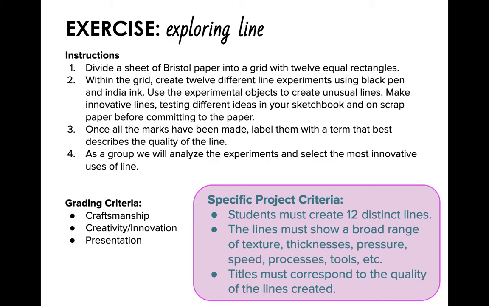Because it's important to understand how to create a variety of different lines, we will explore how to make a wide range of marks using ink. First, you will divide your paper into 12 equal rectangles. Next, you'll select one of the random tools in the plastic bucket. Dipping the tool into a small cup of diluted ink, make a mark. Then repeat this process until you've made 12 unique lines that capture a variety of textures, thicknesses, pressure, speed, processes, and tools. Give each mark a title that relates to the quality of the line that you've created. When you're done, we'll discuss our findings as a group.